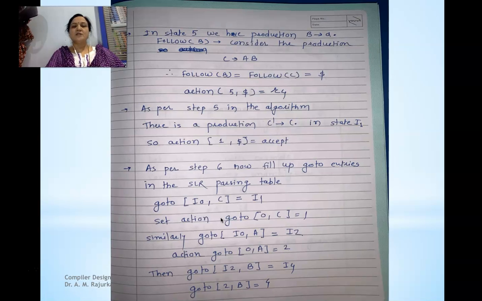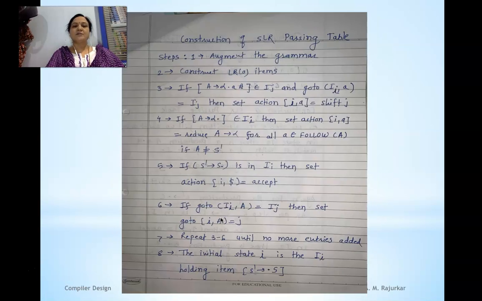Now once the reduce entries are over, the next step in the algorithm is to find the accept entry. For accepting, we should be reducing by the start symbol of the grammar. So we have to find the production S dash tends to S dot in any state. If this is there, then the action will be I comma dollar, because dollar is a follow of S, is equal to accept. The meaning is that when we reduce S dash by S dot, we have reached the start symbol of the grammar, and when we reach the start symbol of the grammar, that indicates parsing is successful and complete.